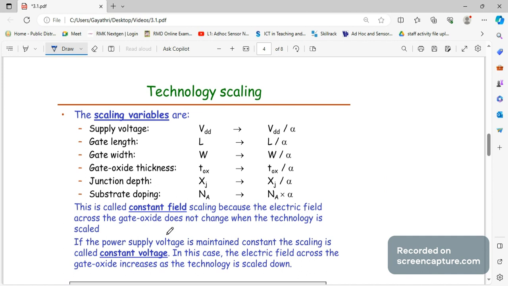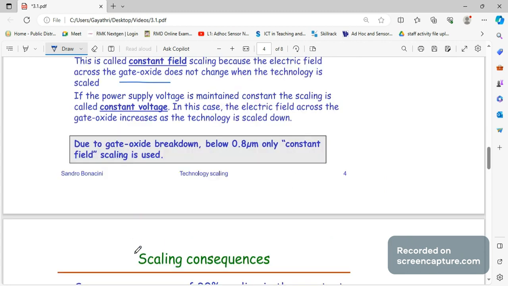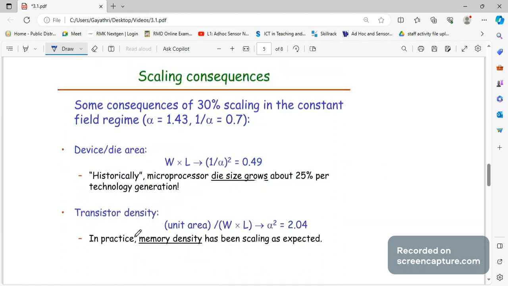So what do we mean by constant field scaling? In the sense, the electric field across the gate oxide will not be changed, even though the scaling is made. That is called constant field scaling. If the power supply remains constant, whatever supply voltage we apply remains constant, then that scaling is called constant voltage scaling. So what happens because of this scaling? That's what we are going to see in the scaling consequences.